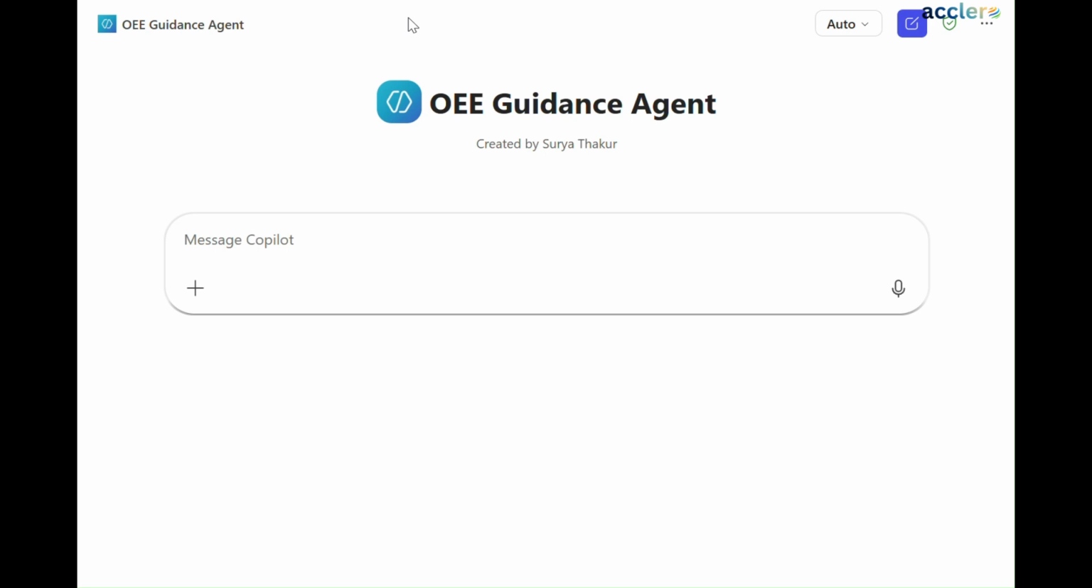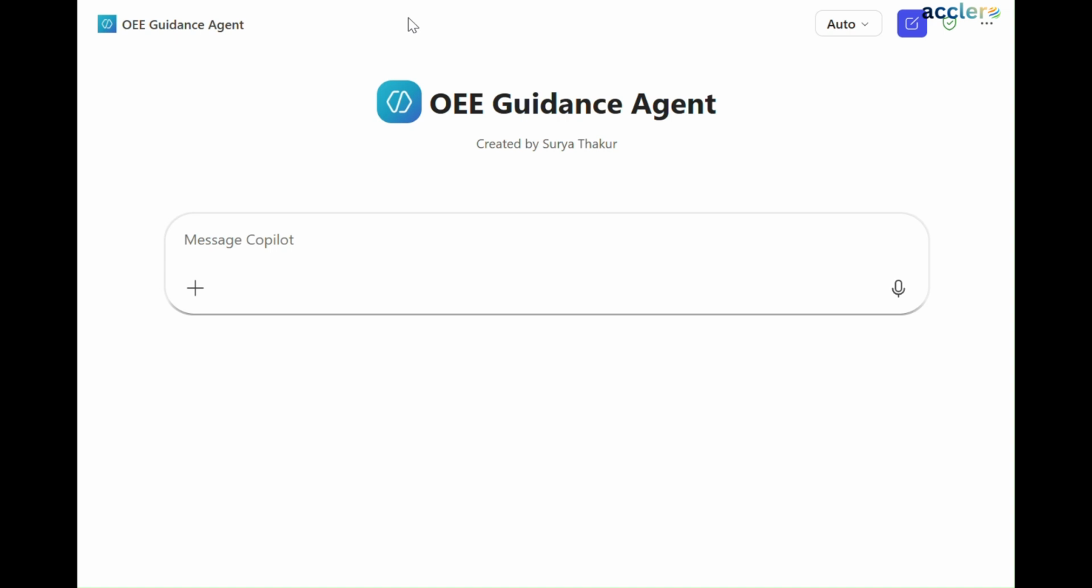This is my agent, the OEE Guidance Agent. OEE means overall equipment effectiveness. The manufacturing team tracks OEE daily, but most actions happen after the shift ends. By then, downtime, speed loss, and quality issues have already turned into permanent production loss. So this solution changes that gap.